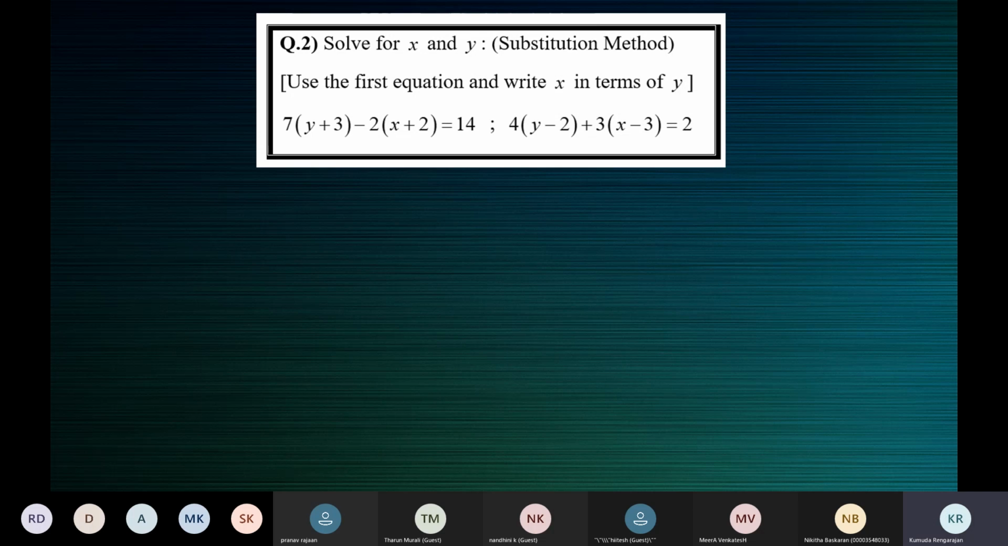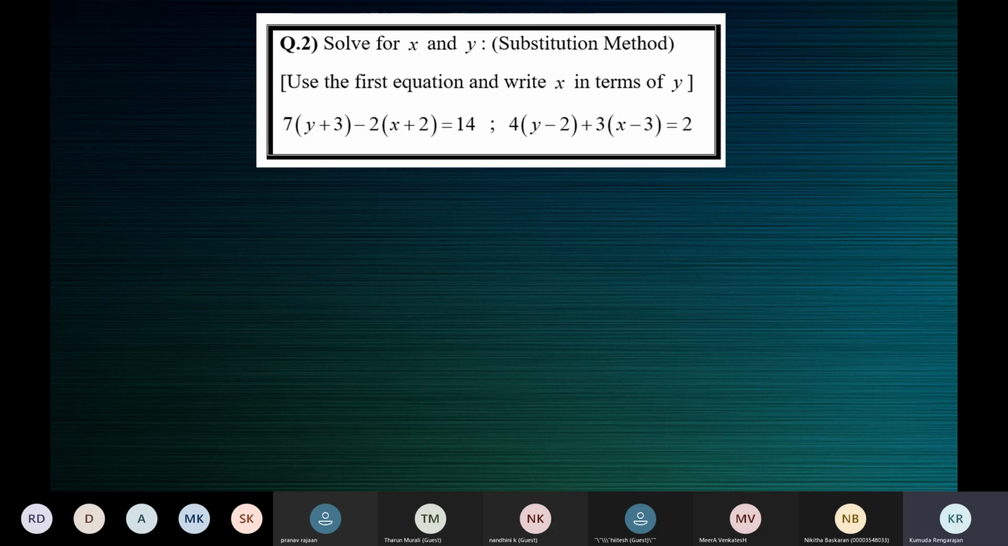Now see here, solve for x and y. I've specified the method, substitution method. Solve for x and y. Method is substitution method. And what is the condition further? Use the first equation and write x in terms of y. I hope we understand the instructions. The method you'll have to use is substitution method.